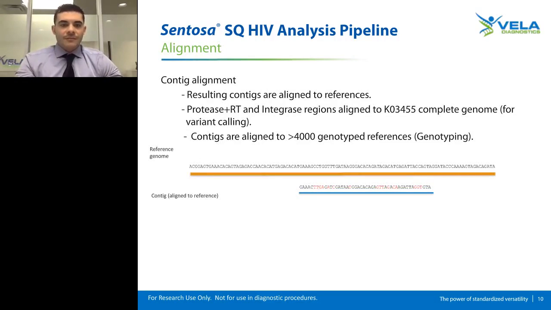So this is variant calling alignment here. What we essentially want to do is take the contigs that we've generated and align them to the reference genome. When we go for genotyping, we're actually going to align the contigs to over 4,000 genotype references that are in a database. We'll talk about that when we get into genotyping, but what I wanted to get into right now is actual variant calling.